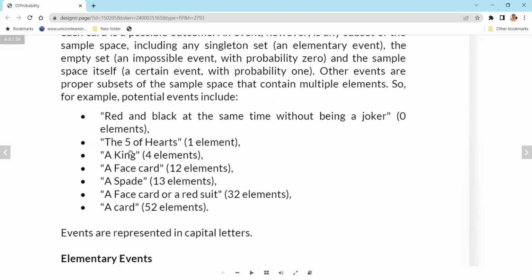Then why does it say 32? I didn't say 32. It's written there, second last bullet point. Red suit means it can be hearts or diamonds, so you get 13 plus 13, 26, and 12.